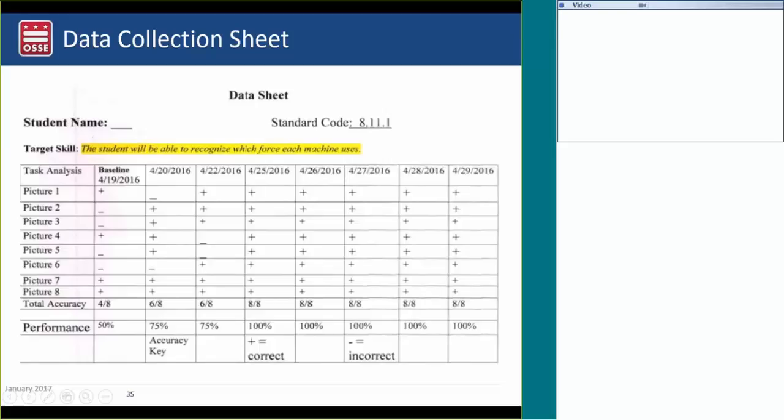So they got 50% the first time, and then on the 20th of April, they got 75%. Starting on the 25th of April, they started getting 100%. Here's your accuracy key, correct and incorrect. So all the pieces that need to be here are here.